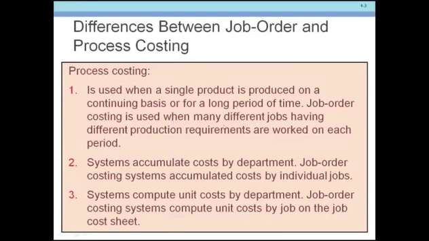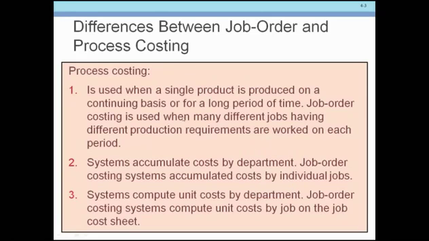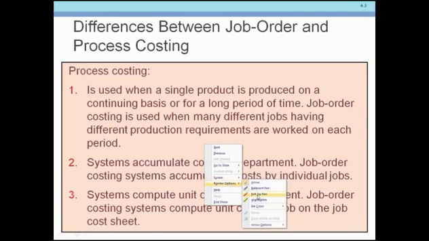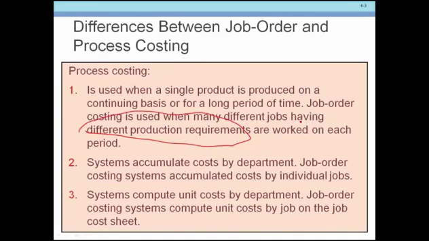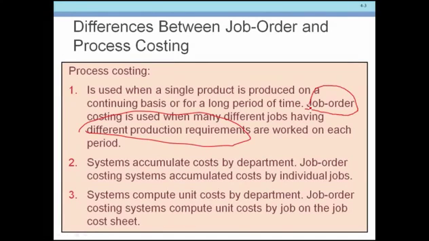Job order costing is used when many different jobs having different production requirements are worked on each period. Also, job order costing, and I want to show you the picture, is used with many different jobs having different production requirements. So each boat is unique. Each boat is different. That's why we use job order costing to keep track of our cost, because each job is unique and has a different requirement. This is why it's called a job order. So basically your job is customized to your need.